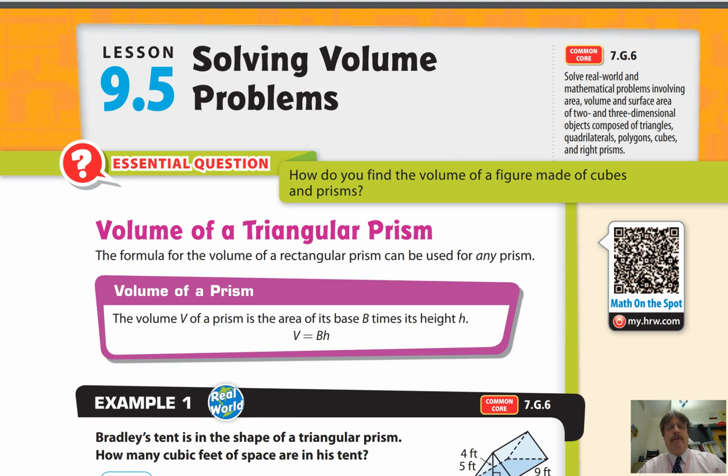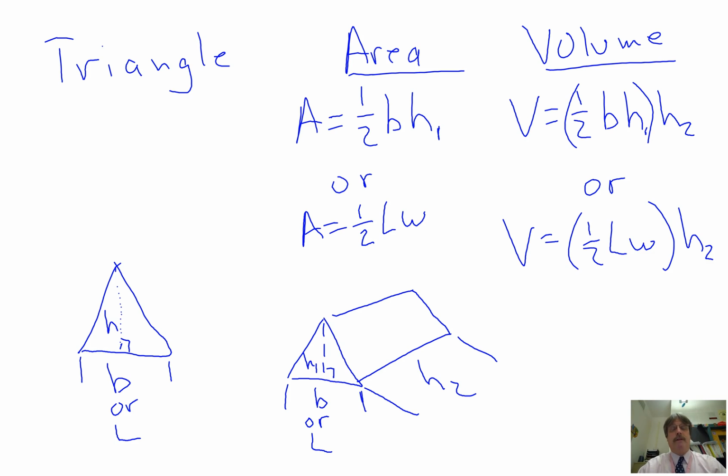In lesson 9.5, solving volume problems, we're going to finish up our 7.G.6, working on volumes of figures made of cubes and prisms. The first one we're going to start on is working with triangles, and I want to show you the relationship between the area and the volume, and that you're only really building on the work that you already know.